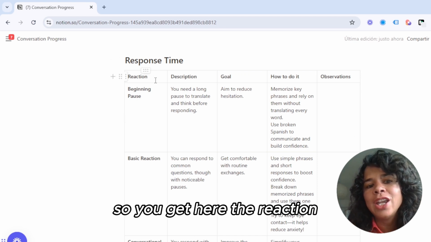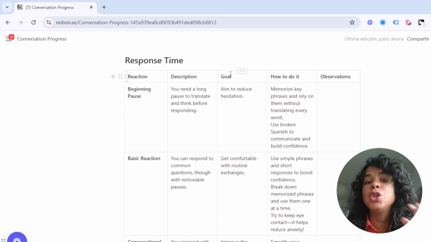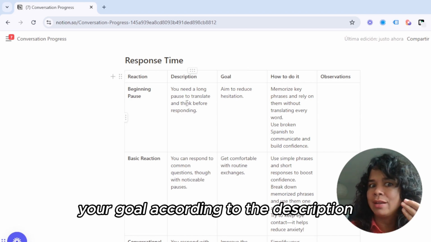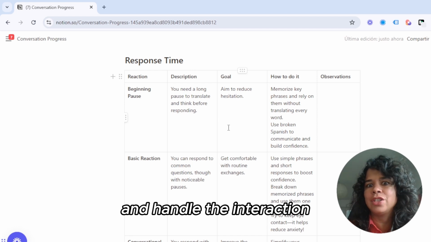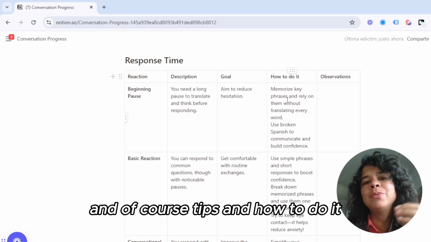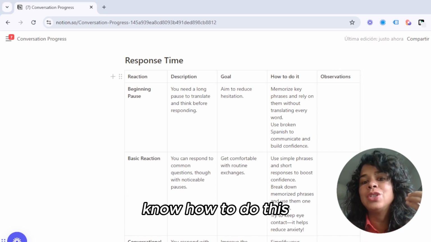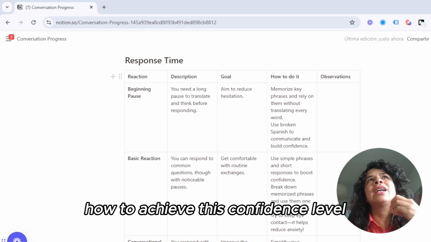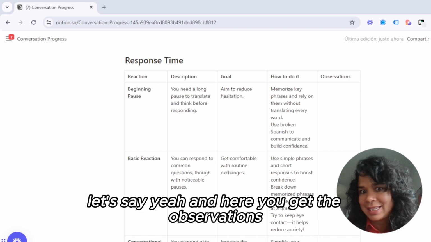So you get here the reaction, the description of the reaction, your goal according to the description and according to the way that you feel and handle the interaction. And of course, tips on how to do it. Because most important is for learners to know how to achieve this confidence level where our responses are being delivered on time, let's say, yeah?